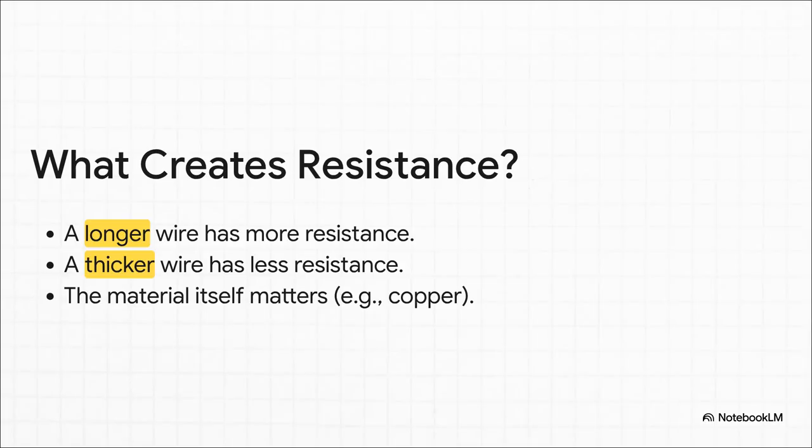And resistance isn't just some abstract concept. It's a real physical property of the wire. For example, a longer wire has more resistance. There's just more stuff for the electrons to bump into. A thicker wire has less resistance because there's more room to flow. And of course, the material itself is a huge factor. Copper is an amazing conductor with very low resistance, which is why we use it for wires.